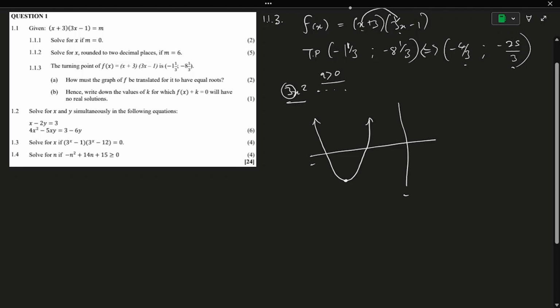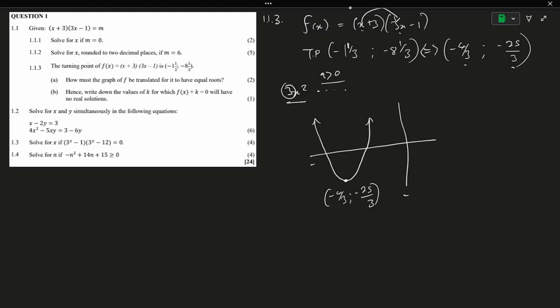We can come and say, let's plot this and say our turning point is -4/3 and -25/3. Don't forget that I just converted these to improper fractions. So we have -4/3 and -25/3 right there. We are told, how must the graph of f be translated for it to have equal roots, right?